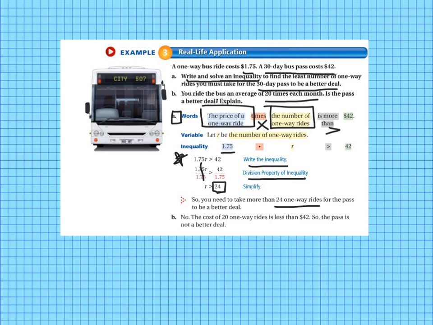So now let's look at letter B. It asks us, well, what happens if you only take 20 rides each month? And so now we know our answer because we answered letter A. No, that's not going to be a good deal because the cost of 20 one-way rides is less than $42. So the pass is not a better deal. You would be better off paying $1.75 for each ride if you're only going to ride 20 times.